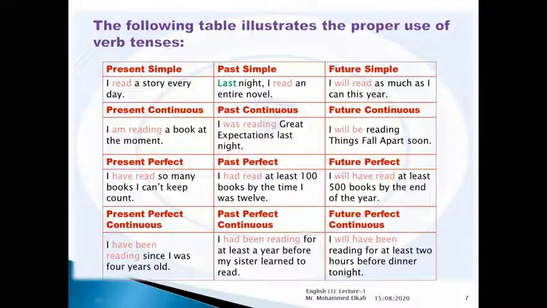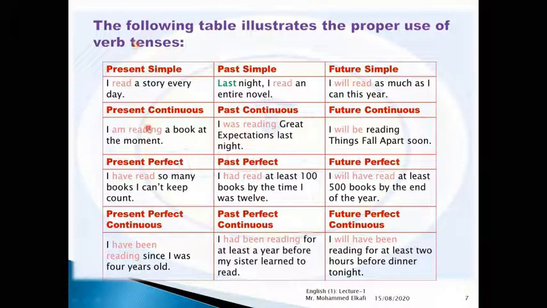As you see, it includes the different types of tenses. So here, you can see the present simple, and also the past simple, and also the future simple. So all of them are included in this table. So you can see present, past, and future.